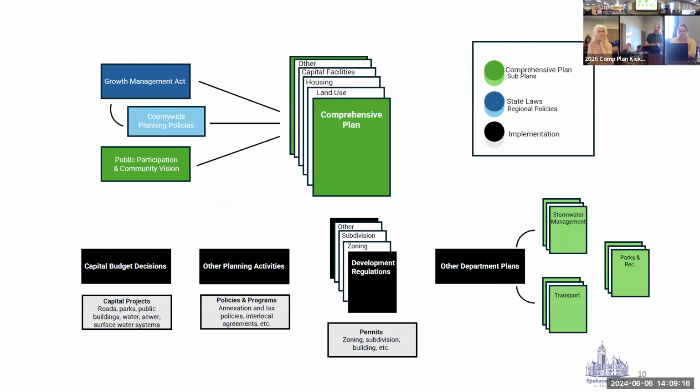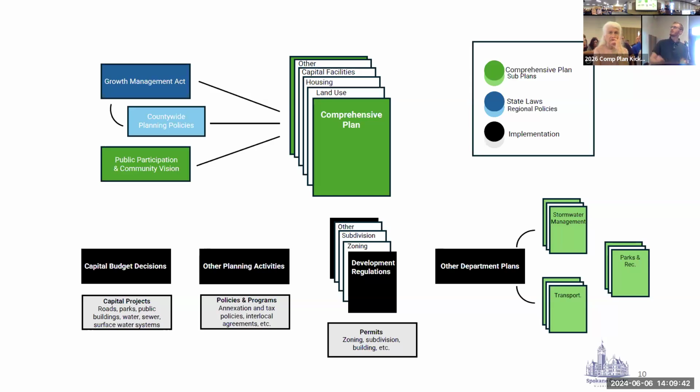So it can get complicated seeing how this comprehensive plan is implemented, because there's a lot of moving parts. The Growth Management Act is the state mandated portion of it. The countywide planning policies are all of the jurisdictions coming together and cooperating on making these planning policies that we all implement. The public participation and community vision is what we're doing here, where we try to get the input of the community to be implemented in this plan.